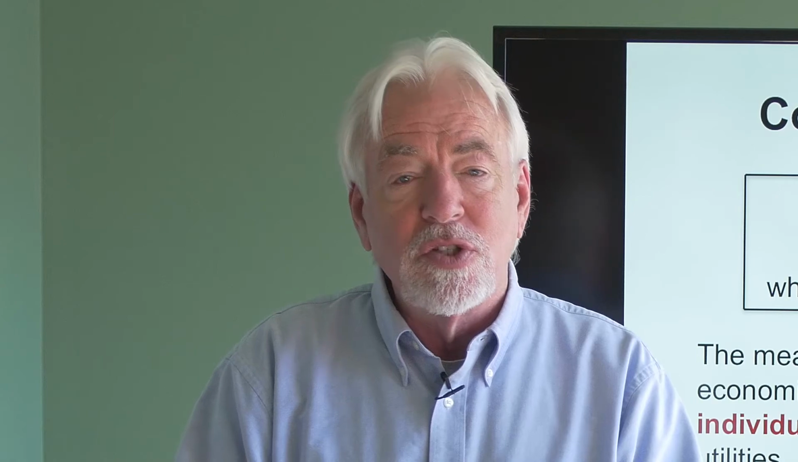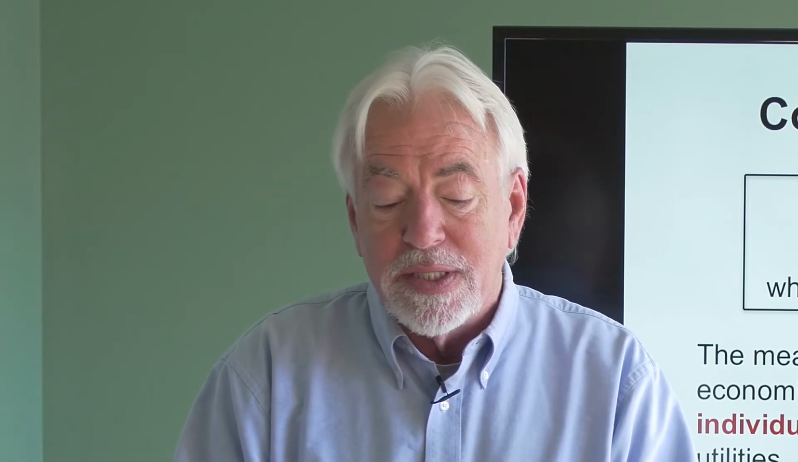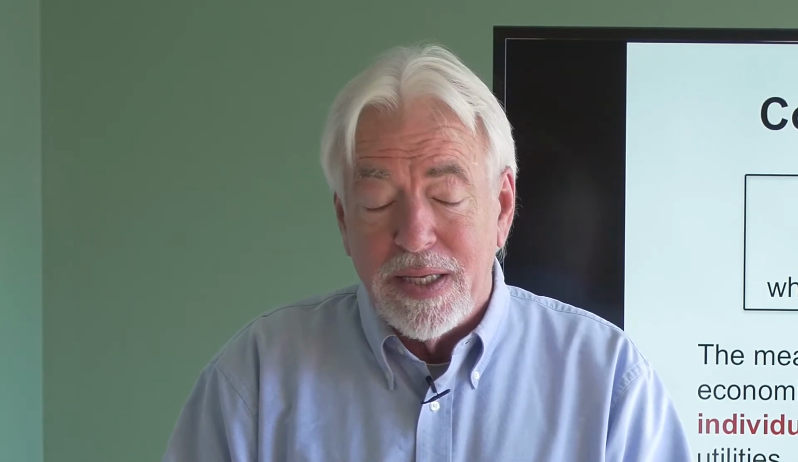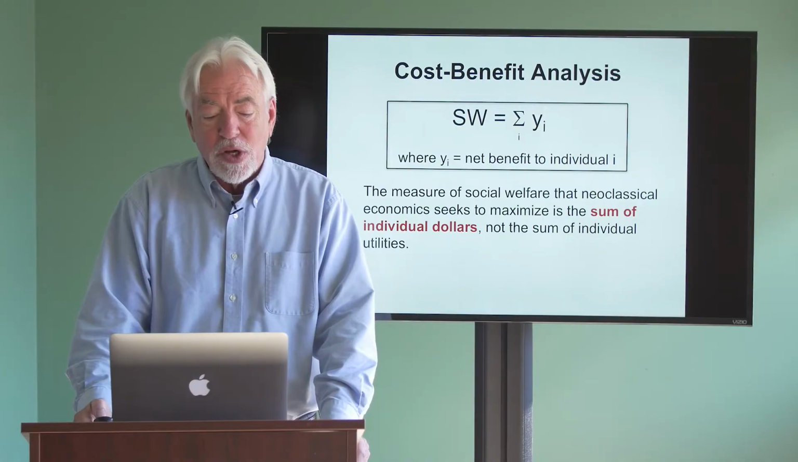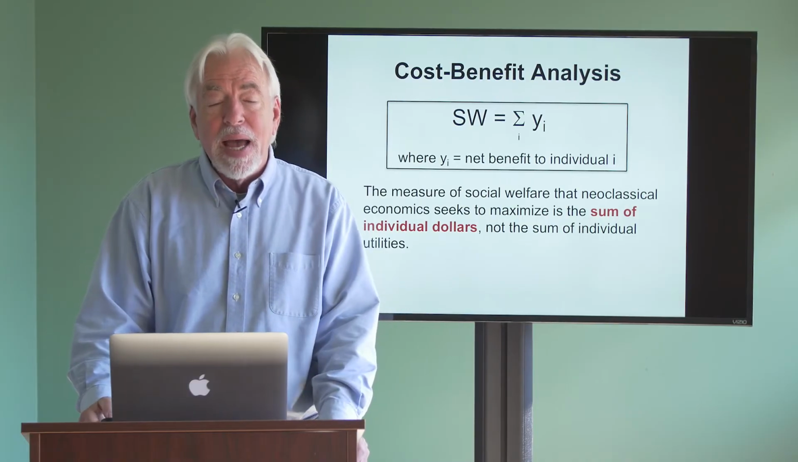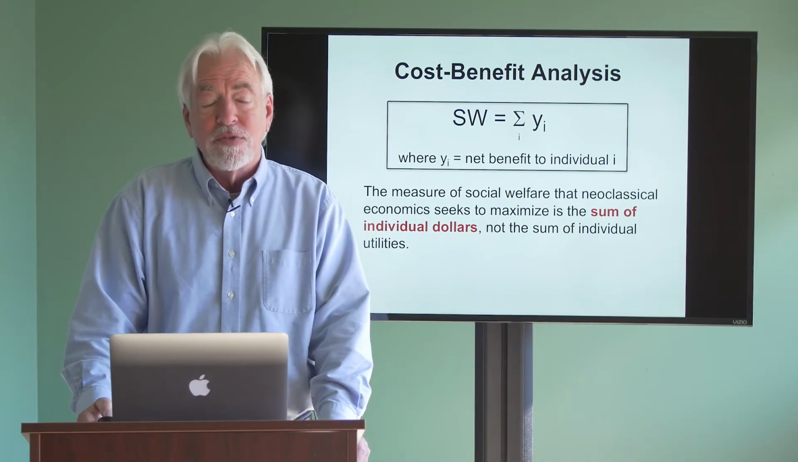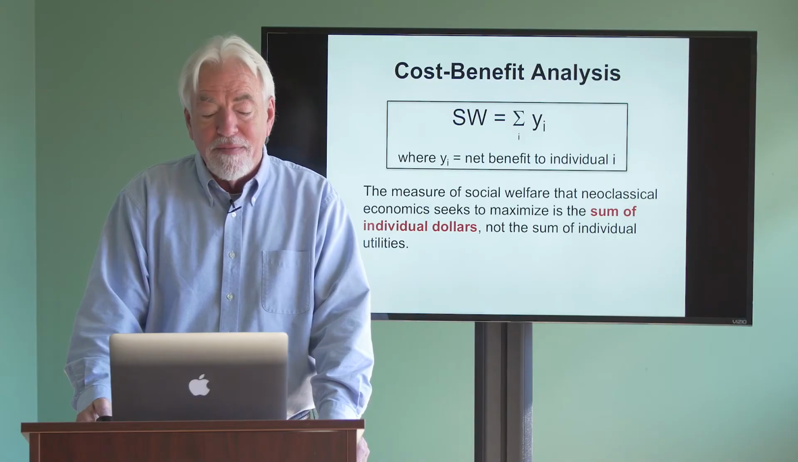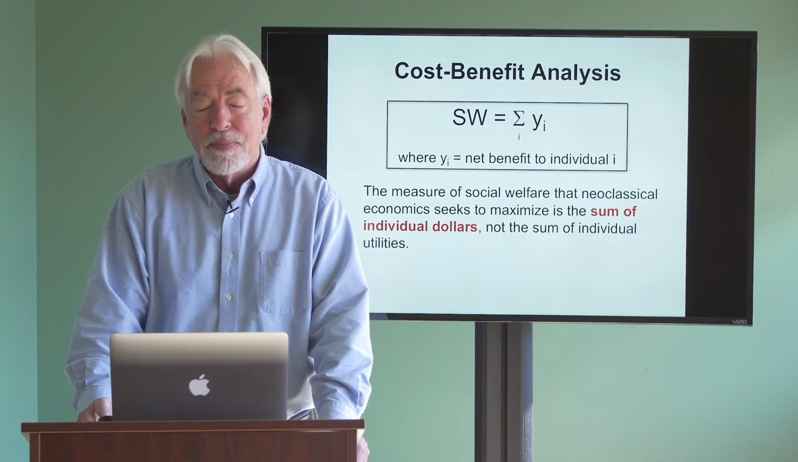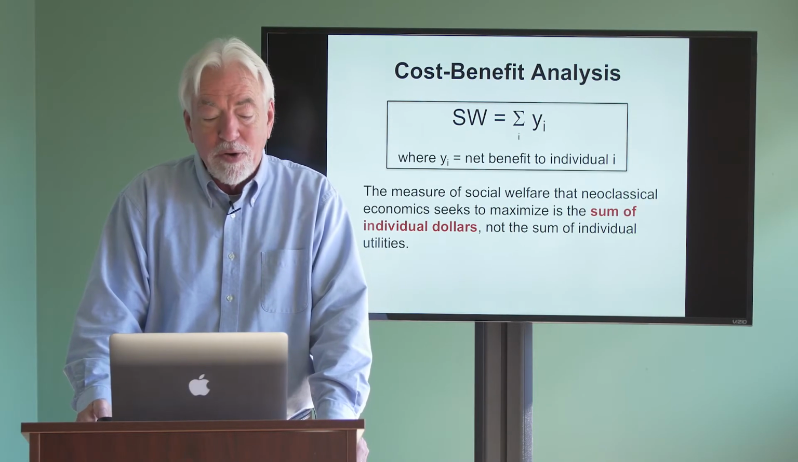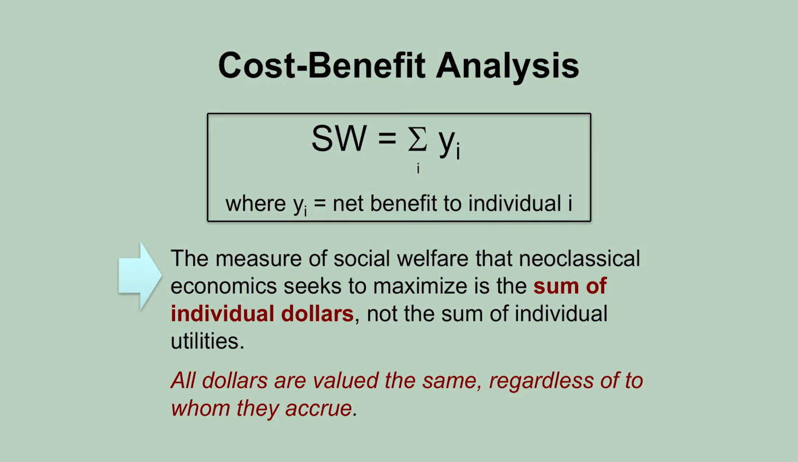So cost-benefit analysis takes a different measure of social welfare from that of the old utilitarians. It doesn't add up utility across individuals, it adds up income or net benefits across individuals. And it recommends maximizing not the sum of total utility, but the sum of individual dollars. That's the basis for deciding what is better and what is worse. A bigger dollar pie is better. All dollars are valued the same, regardless of to whom they accrue.